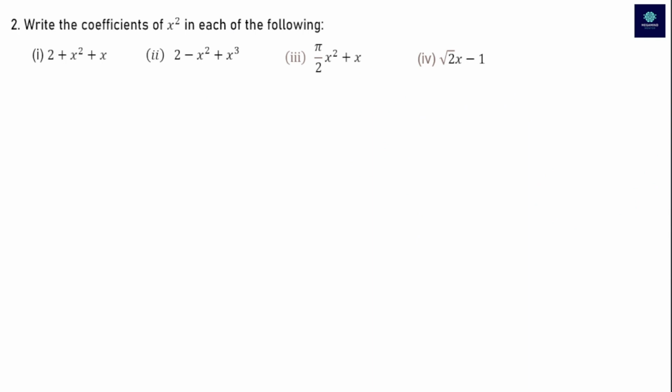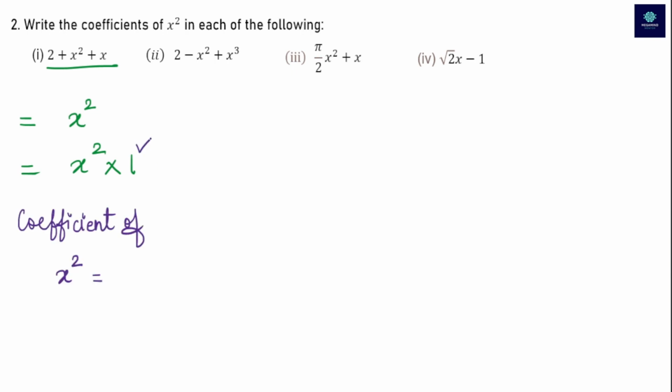Now let us do question number 2. You have to write the coefficient of x square in each term. From this expression, I am taking out x square separately, and x square actually is x square into 1. So what is the coefficient of x square here? It will be the number 1. That's it. Now let us do the second question.